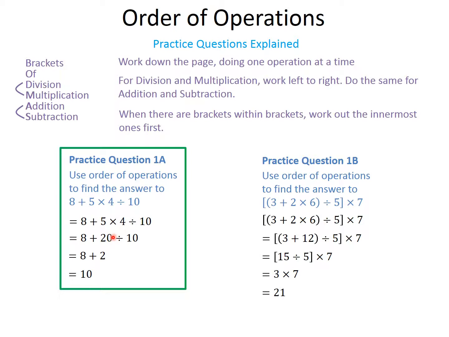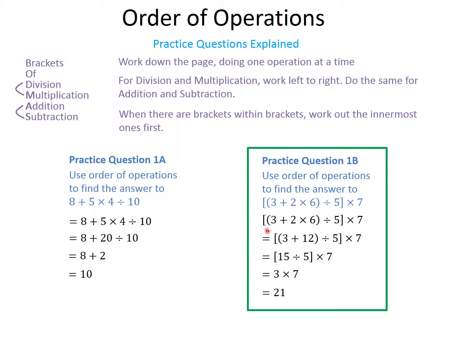So 5 times 4 is 20, so I changed the 5 times 4 into 20, wrote down everything exactly as it is. And then I went, well, I've got to do the divide next, so 20 divided by 10 is 2, so I wrote that down, and the 8, I haven't changed that yet, so I just copied it straight down. And 8 plus 2 is 10, got me to my final answer. So one step at a time there.